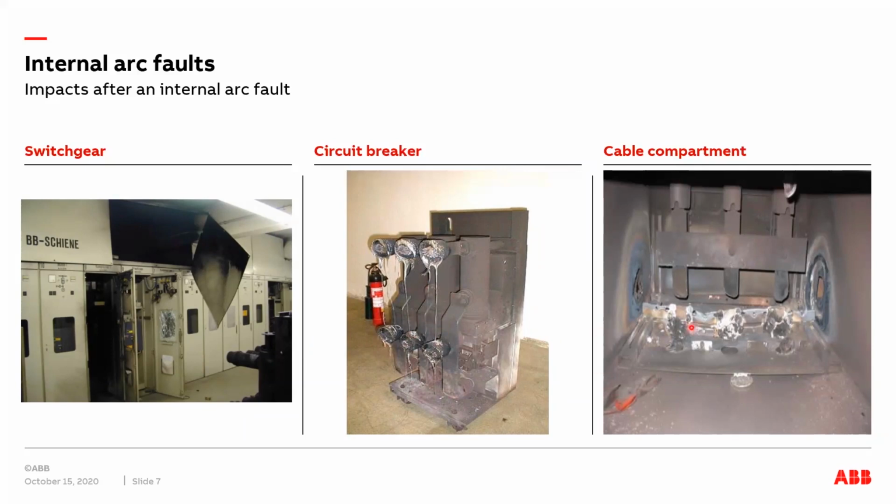On the right side, we have a picture from the cable compartment where you see where the cables should be, but the cables have burned up and melted in this case. The earthing bar, the copper bar has deformed and melted, and also the damage on the steel construction itself is severe here on the sides.